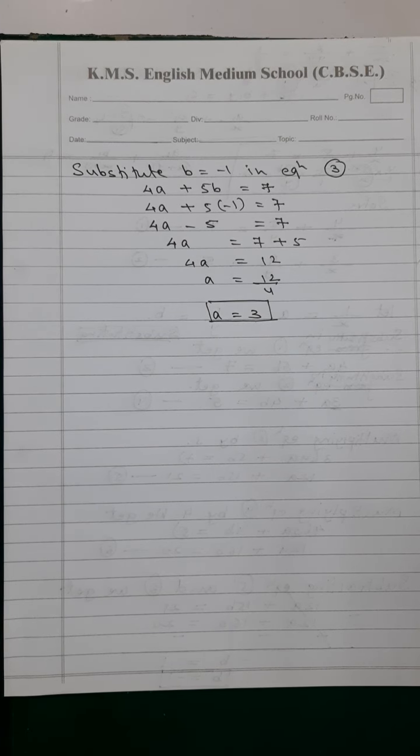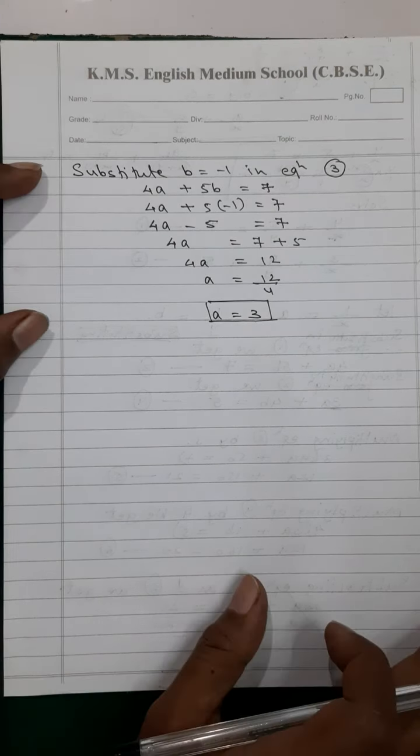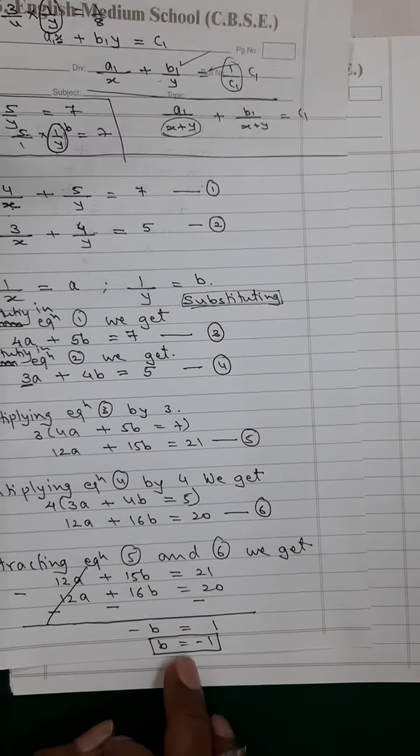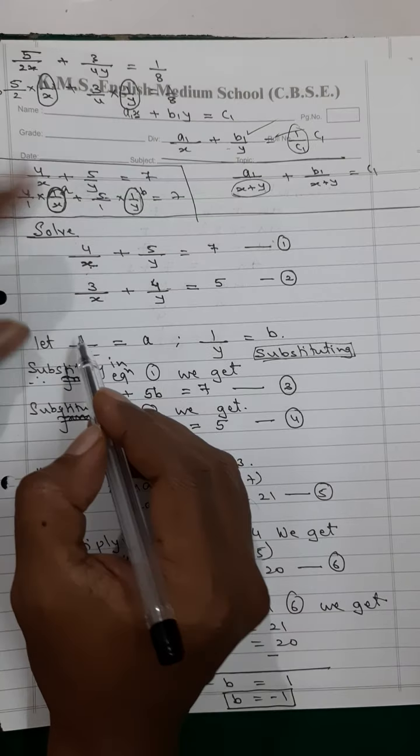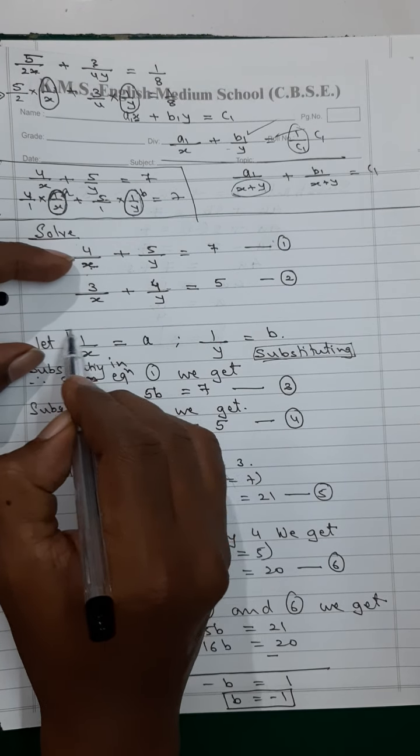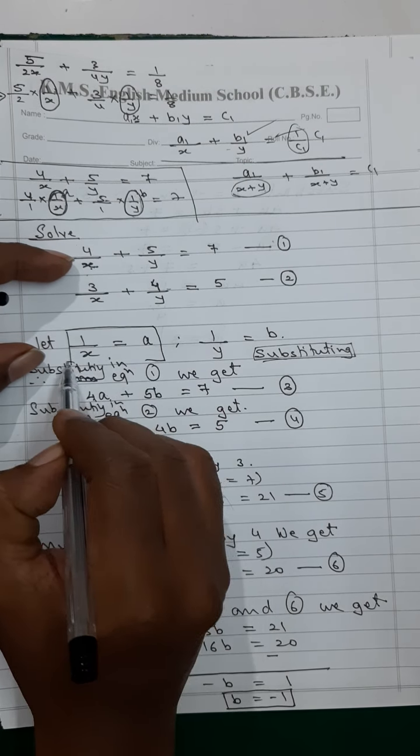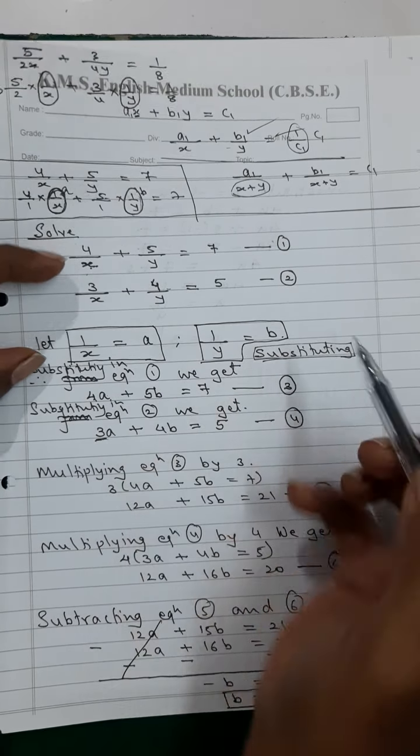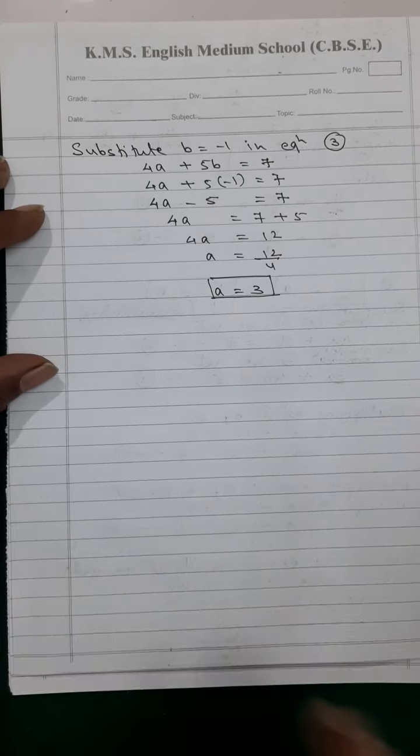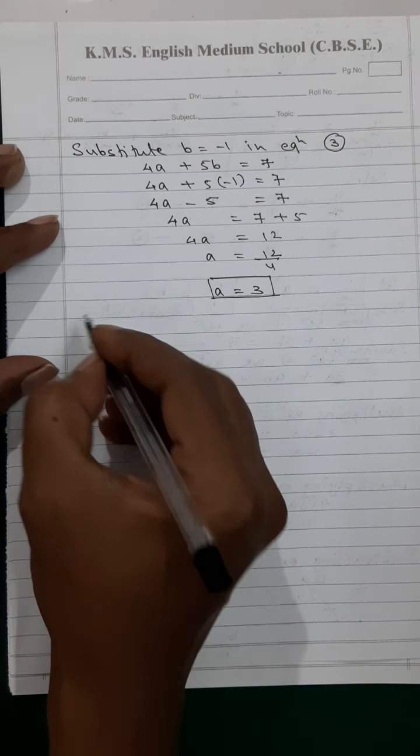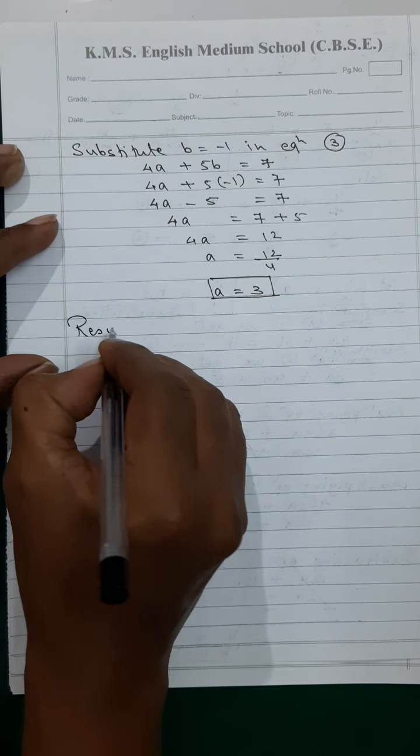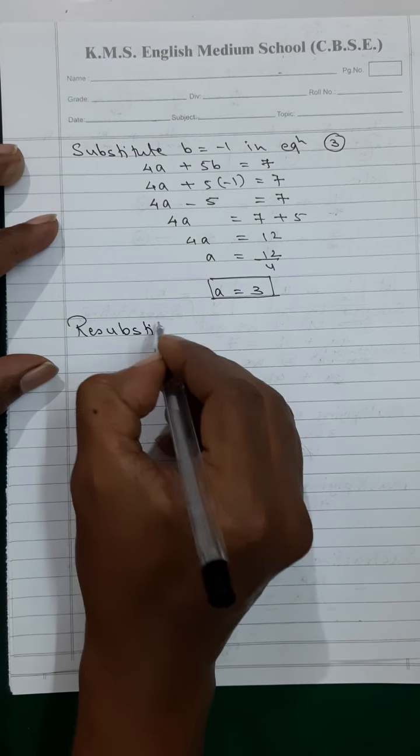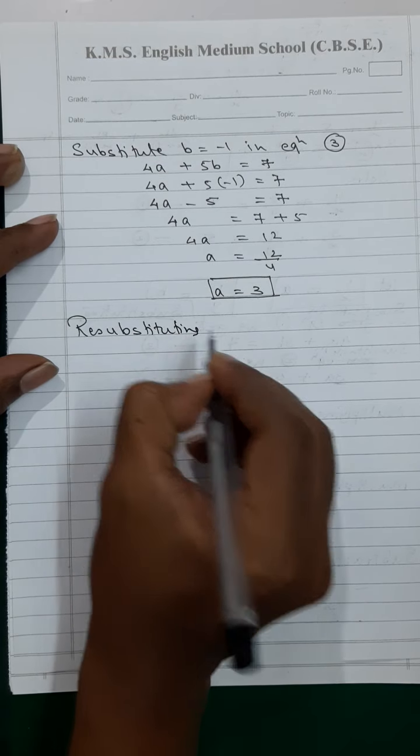Now what I have to do is that, see, a is equal to 3 you have got and b is equal to minus 1 you have got. Now you have actually considered a is equal to 1 upon x and 1 upon y is your b. Now you have to use the word resubstituting. That's why the word substitution was necessary over there. Resubstituting means you are going back.